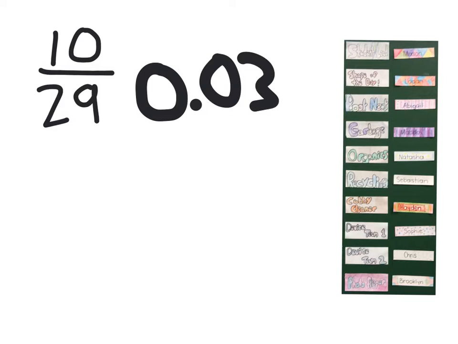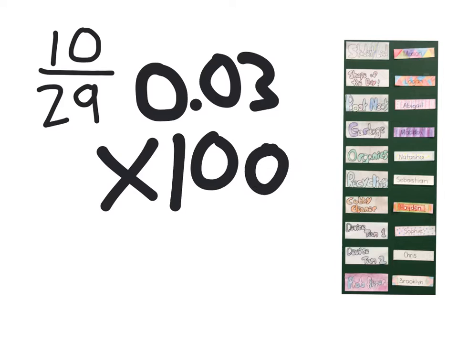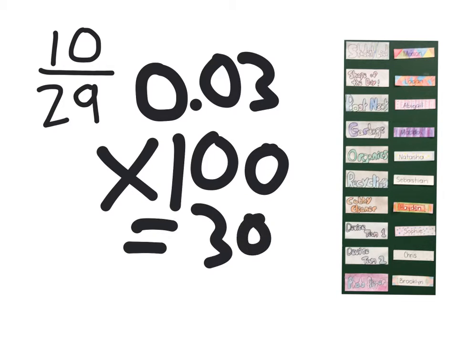Hey guys, today I'm going to be showing you how to find the percentage of people in the class that have jobs. There's 10 jobs and 29 kids. So the first step is 10 over 29, which equals 0.03. And then you times that by 100, which equals 3%. There's your answer. 3% of the kids in the class have jobs.